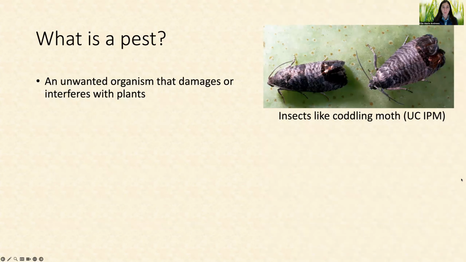So to begin with, what is a pest? Really broadly speaking, a pest is any unwanted organism that damages or interferes with plants that we care about, in this case, fruit trees. Usually when people use the term pest, the first thing people tend to think about are insect pests, such as codling moth, that's pictured here, which causes a lot of issues in apple trees and pear trees.